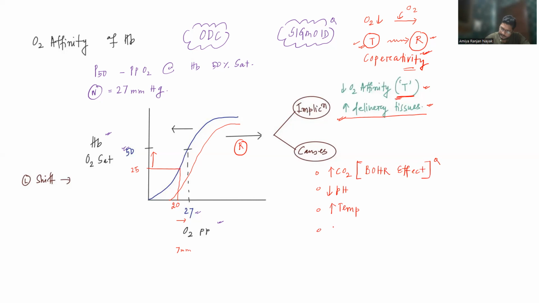And we have already discussed that when there is 2,3-BPG, that can also cause rightward shifting. So rightward shifting means reduction in oxygen affinity of the hemoglobins and increased oxygen delivery to the tissues.